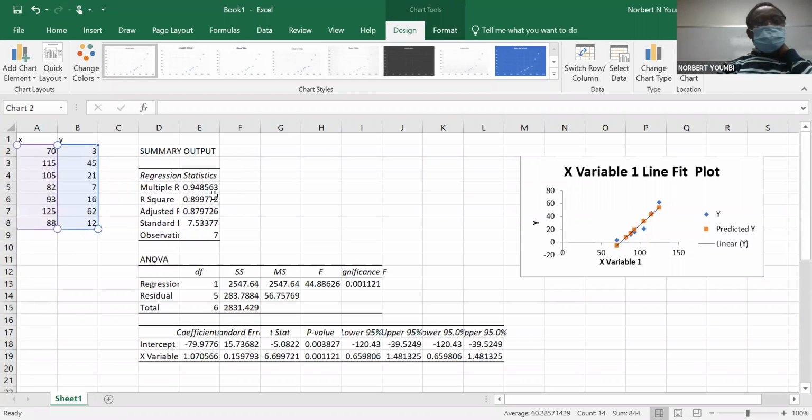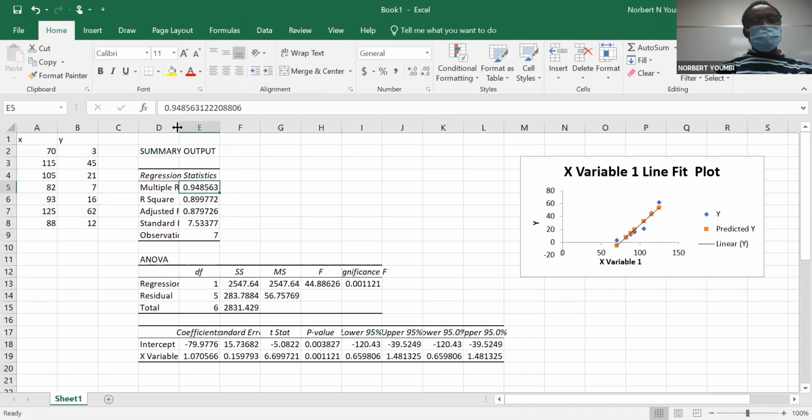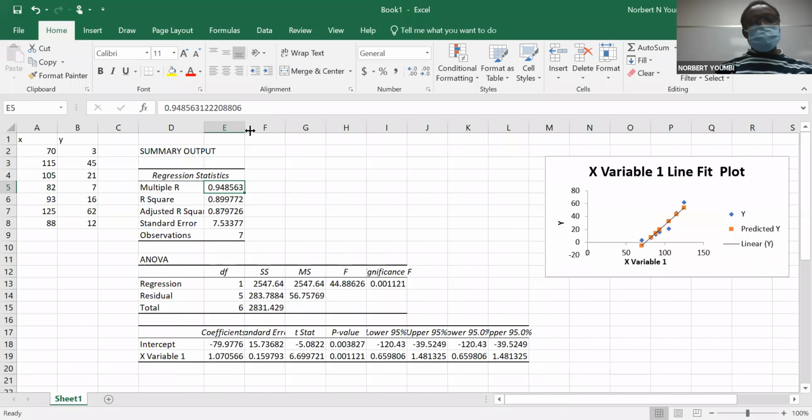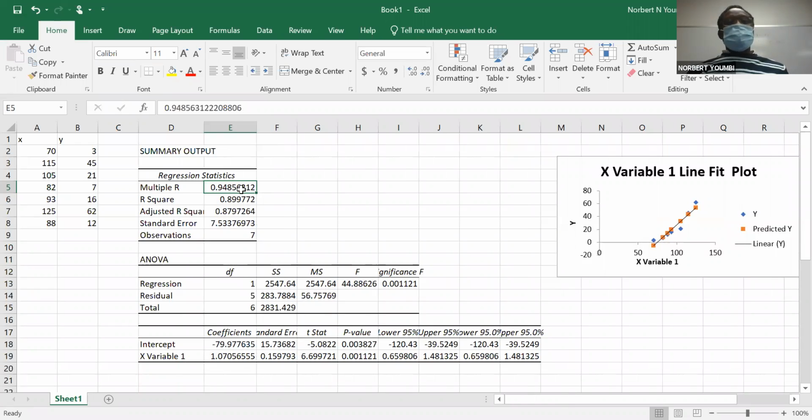So what is the correlation coefficient here? This is the correlation coefficient. You see multiple R, it is always written multiple R is for R, the correlation coefficient. R is equal to what? What is R? R is 0.9. Okay, let's make it 0.95.